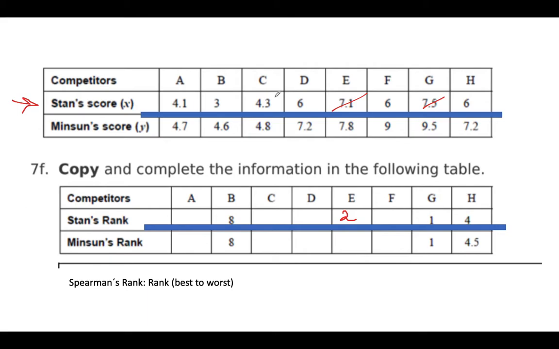Then we're going to think about where we go next. So I'm going to start thinking about his worst score. His worst score is 3. His next worst score is going to be 4.1, so this is going to be number 7. And then we're going to have 4.3, which is 6.